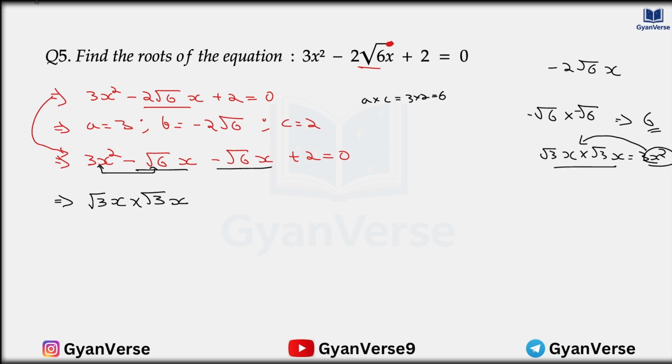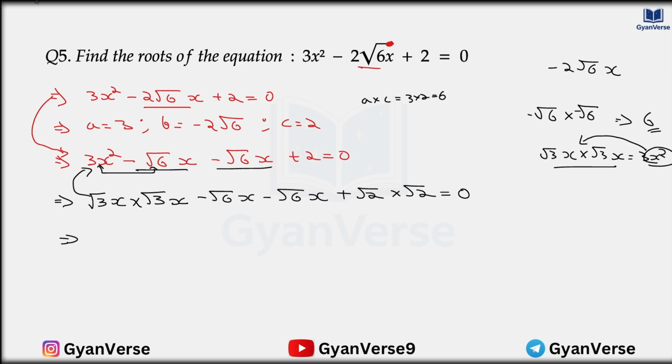You are not changing the equation, you are not changing its value. When you multiply this, it will become this only. So you can write it in this form. Similarly, I can write 2 as root 2 into root 2 equals to 0.